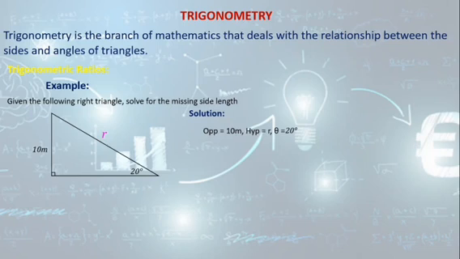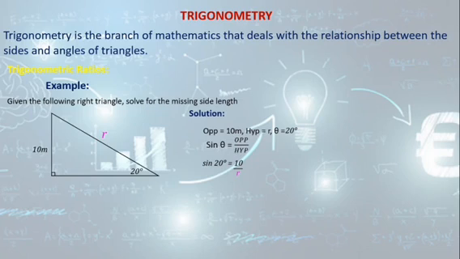Okay, so which trigonometric function combines opposite and hypotenuse? That would be sine. The SO part of the SOHCAHTOA. So sine theta is equal to opposite divided by the hypotenuse. So basically we insert the values. That would be sine 20 degrees is equal to 10, which is the opposite, over r, which is the hypotenuse, and then we cross multiply.